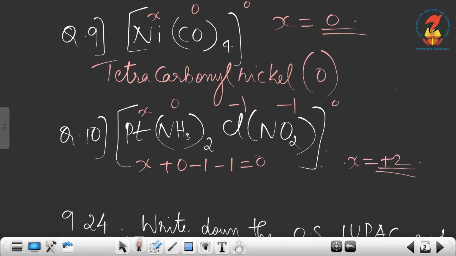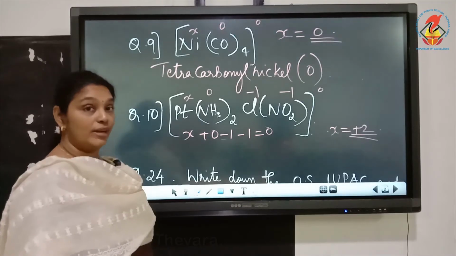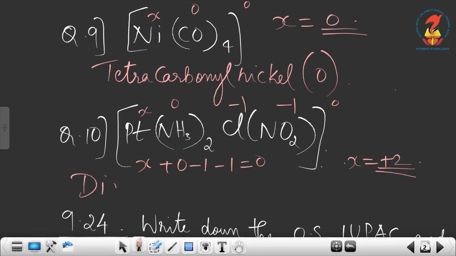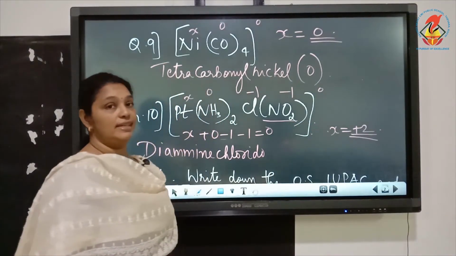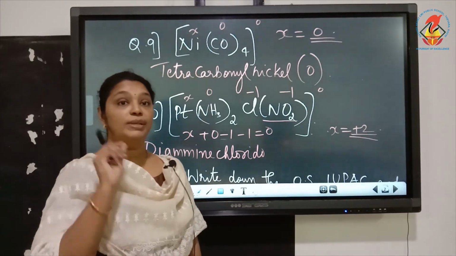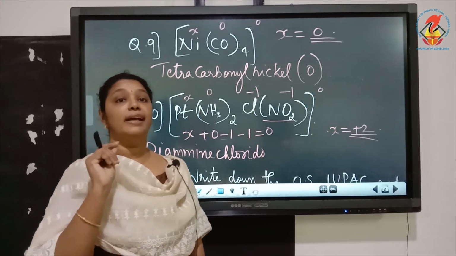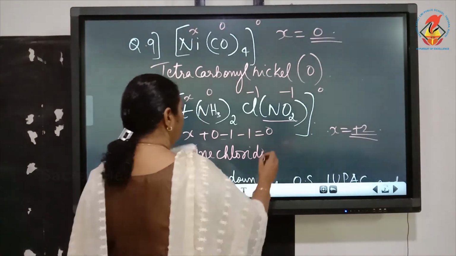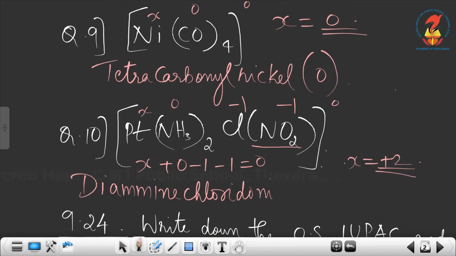Now let's write the IUPAC name. We have ammonia, chlorine, nitrito or nitrite group. So ammonia will come first, and we have 2 ammonia, which means diammine. Then chlorido. Now NO2 is an ambidentate ligand, so we have to show the point of linkage, which atom is linked. Here the donor atom is nitrogen.